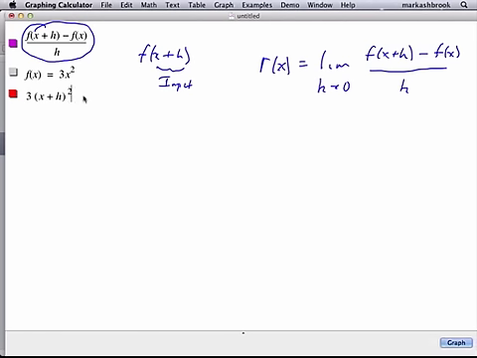All right, to get our change in y, we're going to take f of x plus h minus f of x. Katie, what's f of x? 3x squared. So there's our change in y for this particular function at any value x. Then we're going to divide it by h.